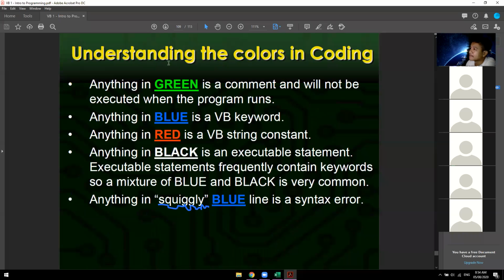Okay? And then we have understanding the colors encoding. So meron tayong green one, so I hope alam nyo na 'to, for comment. Blue one for the VB keyword, which is the public, private, sub, end class, and so forth. So yun yung mga sample VB keyword natin. Then red is a VB string constant. Okay? And then black is an executable statement. And then kung squiggly blue or squiggly red, pwedeng blue or red, means syntax error yun. Okay? May mali na sa code mo. So ito yung dapat babantayan: squiggly blue or squiggly red.